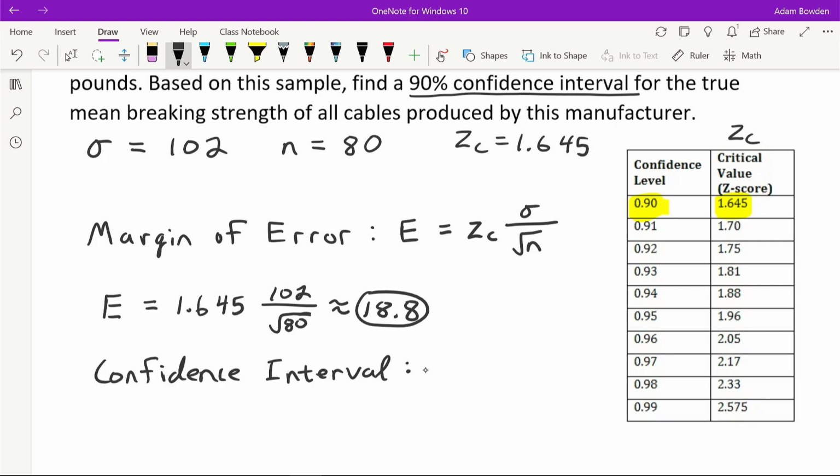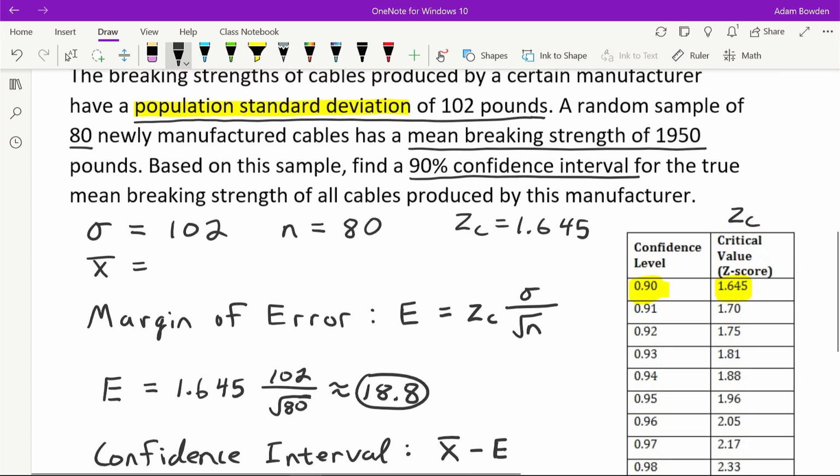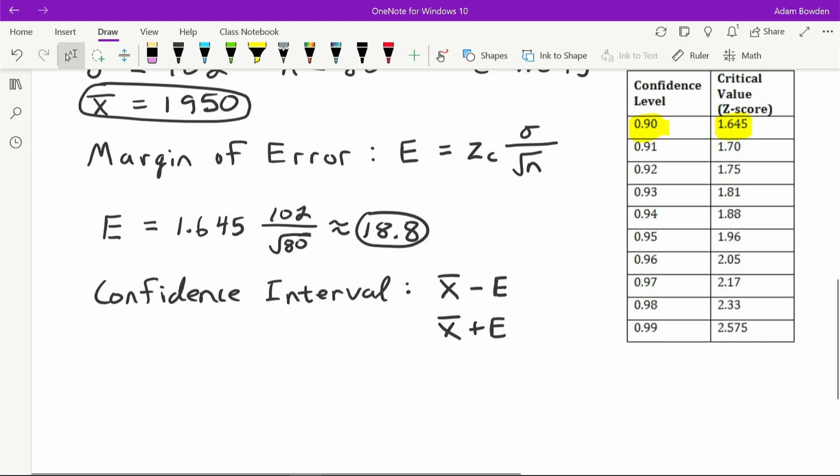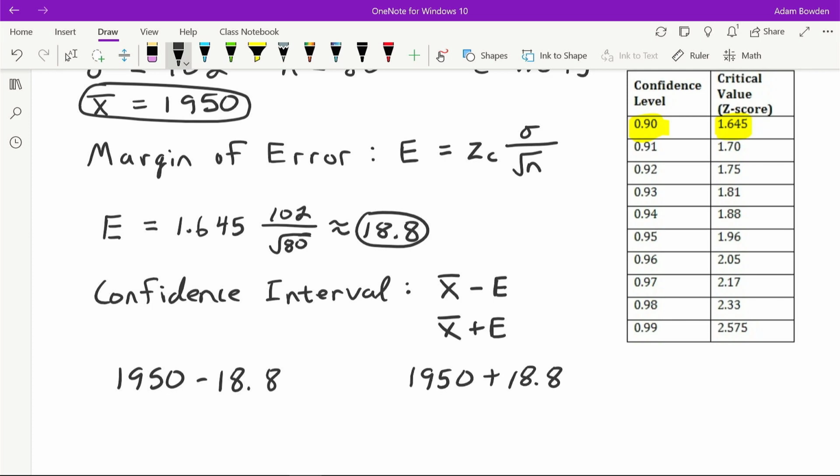Now to get the confidence interval, what we're going to do is take the sample mean, subtract the margin of error, and take the sample mean, add the margin of error. Our sample mean quoted up above, if we look back up, is the mean breaking strength of 1,950. So that's going to be the number we would use with the margin of error here. We'll do 1,950 minus 18.8 and 1,950 plus 18.8.